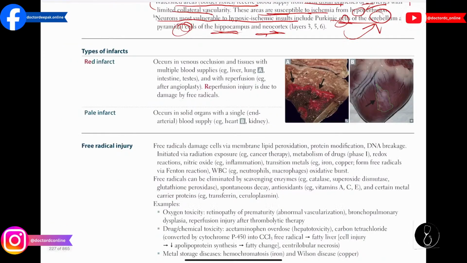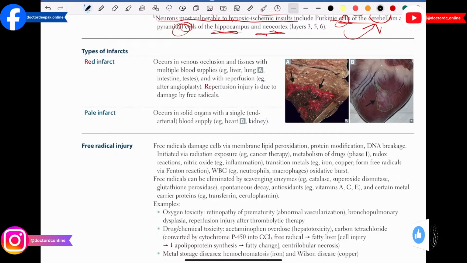Okay guys, so let's continue with the next topic, that is the types of infarction. First of all, you have to understand how many types of infarction there are. There are two types: one is red infarction and the second one is pale infarction. Here they can ask you a question, like in which organs or under which conditions you will get red infarction and pale infarction.